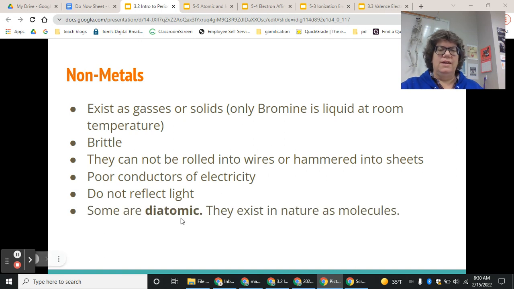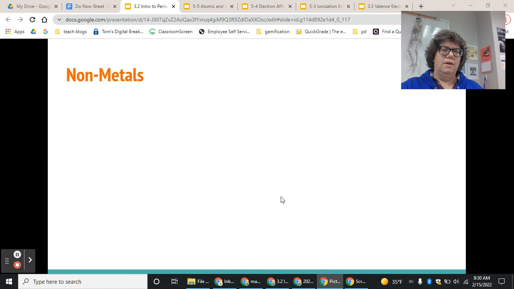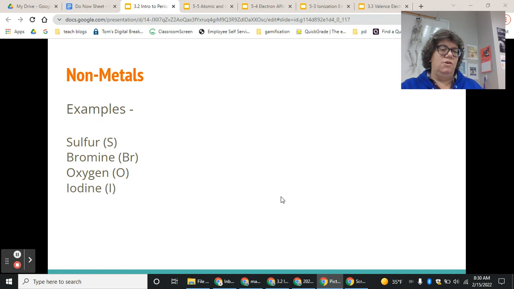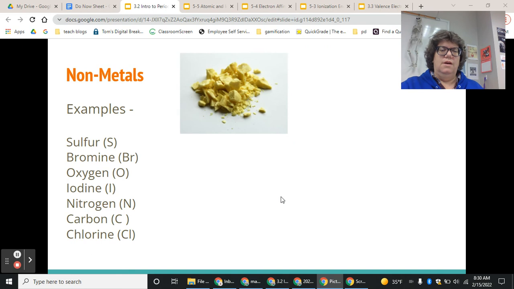Some of them are diatomic, which means they exist in nature as molecules, like oxygen. Oxygen in nature is two oxygen elements attached to each other. Hydrogen works that way. Nitrogen, you can see some examples in your notes. But they exist as two elements bonded together, not just one. Some examples of nonmetals: sulfur, bromine, oxygen, iodine. Again, you can put all the symbols in your notes for this one. Nitrogen, carbon. I got some pictures too.